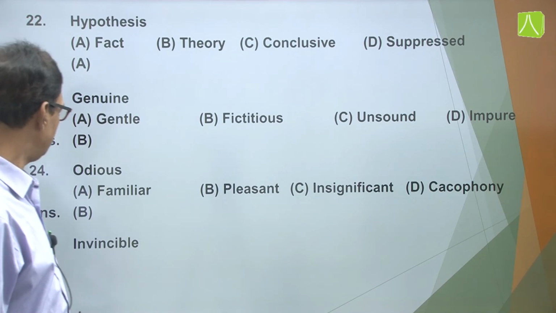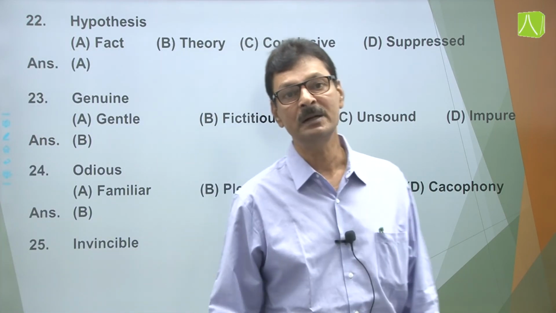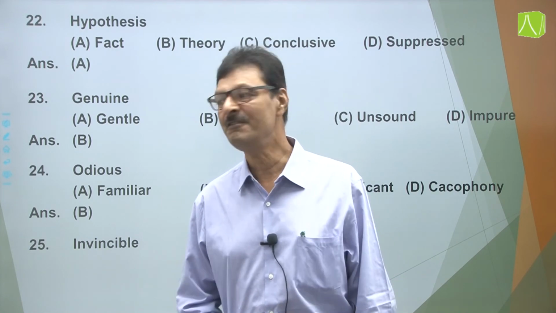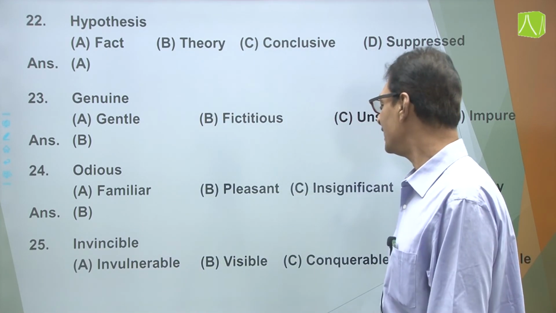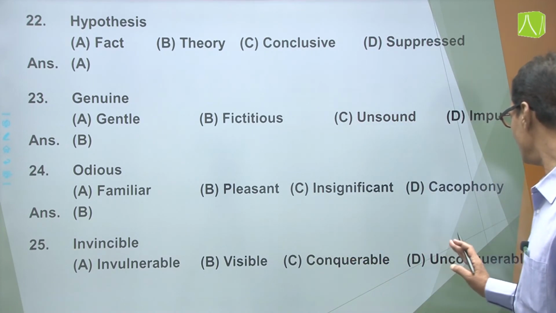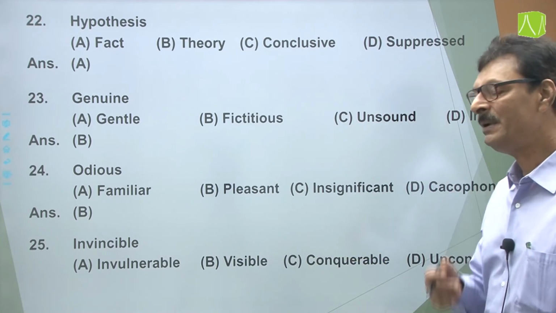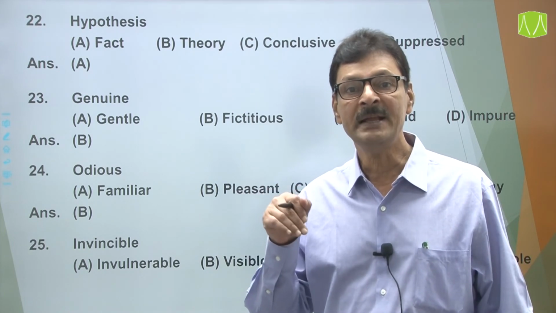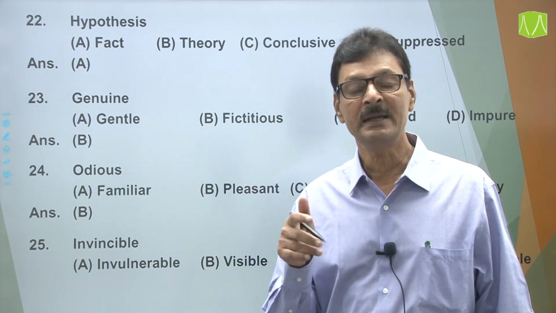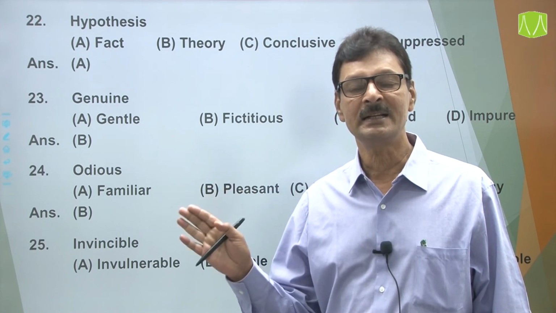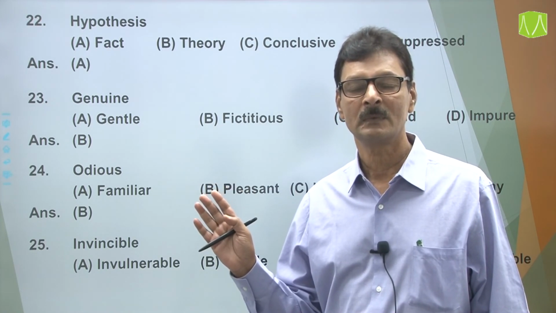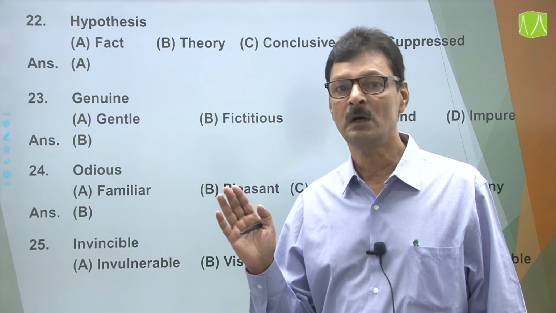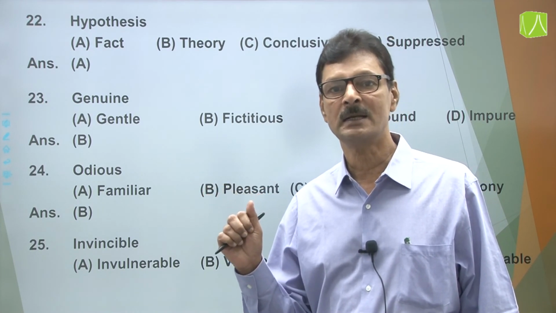And one last word for you, invincible. Read the word very carefully. It is not invisible, it is invincible. Invulnerable, visible, conquerable or unconquerable. What do you mean by the term invincible? जिसको कि हम भेद नहीं सकते, जिसको कि कभी हरा नहीं सकते, that is invincible. Which is unconquerable, जिसको हम कभी हरा नहीं सकते.